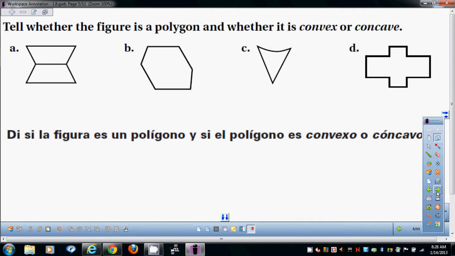What about B? Would that be a polygon? Yes. Would it be concave or convex? Convex. Very good. None of the pieces cave in on each other. What about C? Perfect. You cannot have a curved piece in a polygon. So no. What about D? Yes. What do you think? Concave or convex? Concave. Because if you keep drawing pretty much any of these sides, you're going to go inside the polygon.